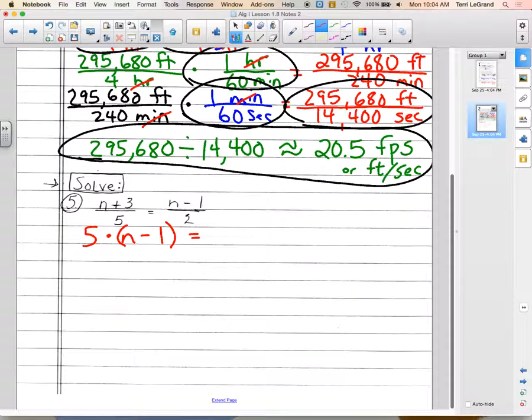Oh, you mean 2 times? Is that what you mean by the same thing? Oh, okay, go ahead then, write that. Do your distributive property on both sides, solve for n. You do it yourself.